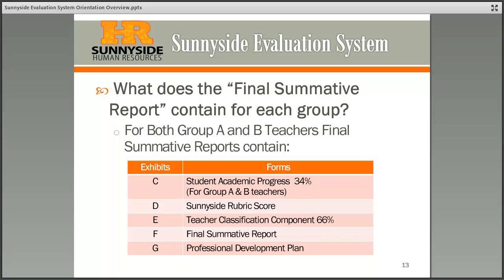Exhibit D is the tool that principals will use to document how you fared in your teaching performance on the rubric. Exhibit E is the teacher classification component and equates for 66%. Exhibit F is your final summative report. And of course, Exhibit G is a professional development plan.